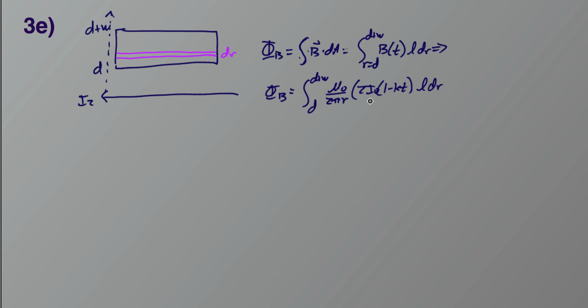This looks to me like we're in the bottom left. And what the bottom left one says specifically is flux from r equals d to r equals d plus w of mu naught times 2 I naught times 1 minus kt all over 2 pi r, L dr. So just a slight rearrangement to get the form that they have in the bottom left choice. So that to me looks like our favorite answer.